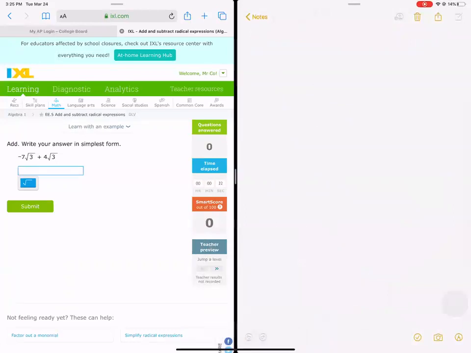Okay, the problem says, hey, can I add two radicals? Can I add -7 square root of 3 plus 4 square root of 3? Like, are these even the same type of animal?